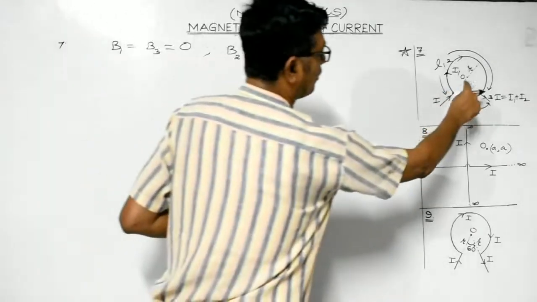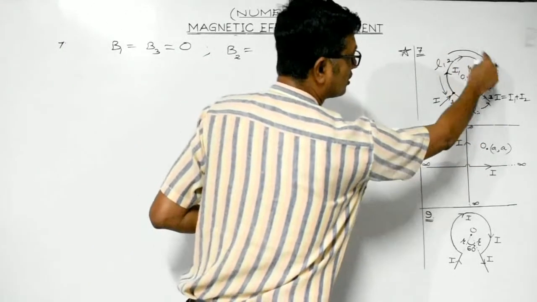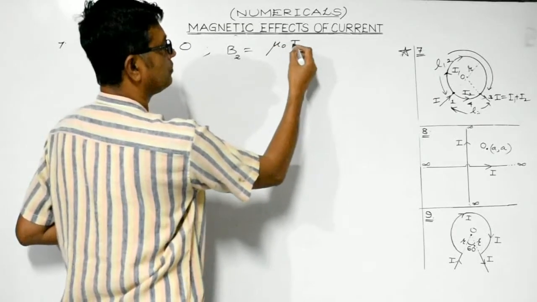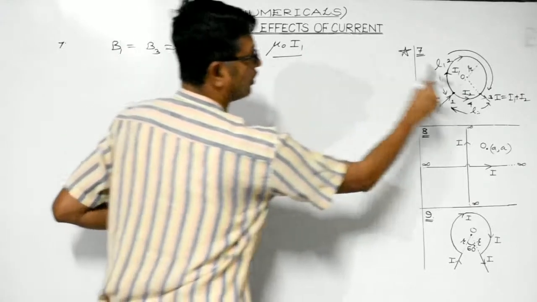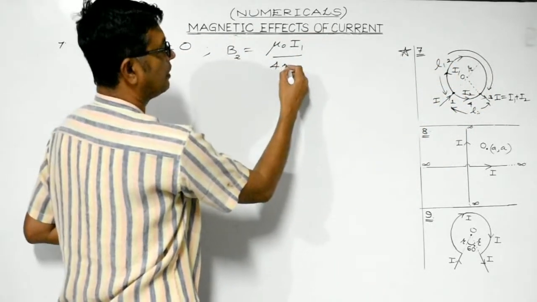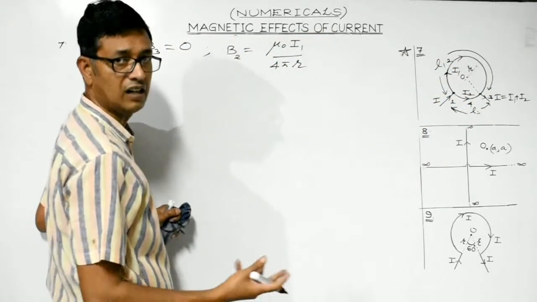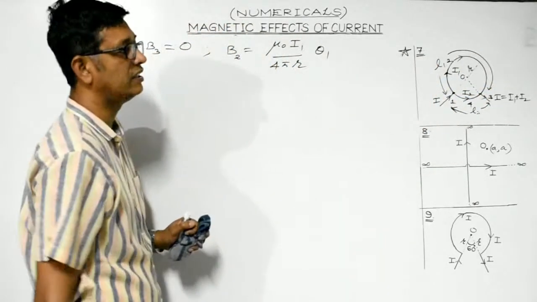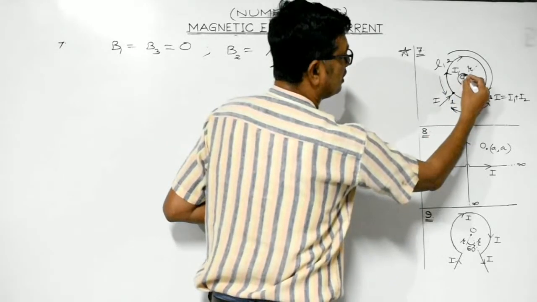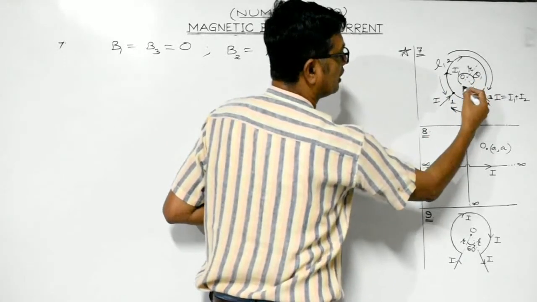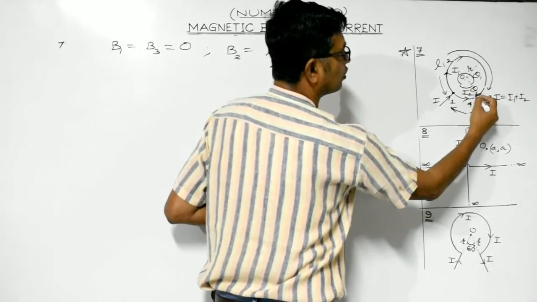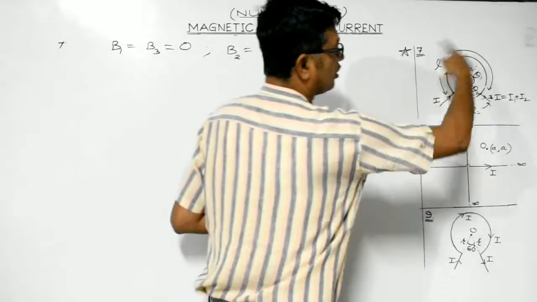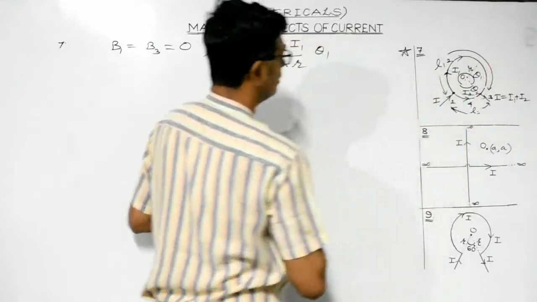So B2, the magnetic field at point O due to this current carrying arc. The formula is mu naught I1, the current, divided by 4 pi radius R, times the angle which it subtends. Suppose it subtends angle theta 1. This entire angle will be theta 1, and we represent the other one to be theta 2. Clear, students? What will be the direction? It is in the clockwise direction, so it will be inwards.